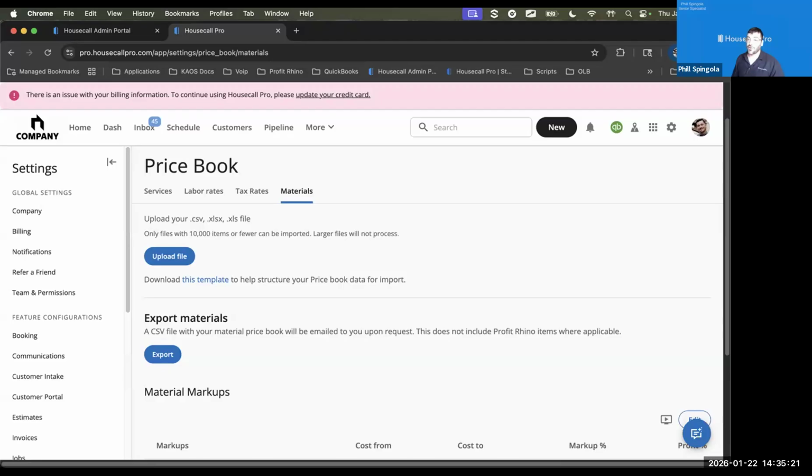But the other side to his question is asking about a pre-made price book. The only one we have to offer at this time is the Profit Rhino price book. Profit Rhino's price book and our price book do have pros and cons to each side. And we did do a Profit Rhino session, I want to say like 2 months ago, where I went in depth on the differences between these two. So if you're interested in Profit Rhino and the differences, I recommend checking that session out. But that pretty much answers both of those questions.